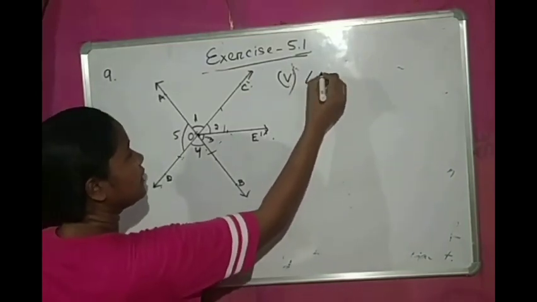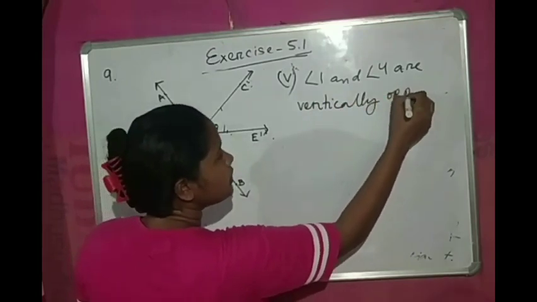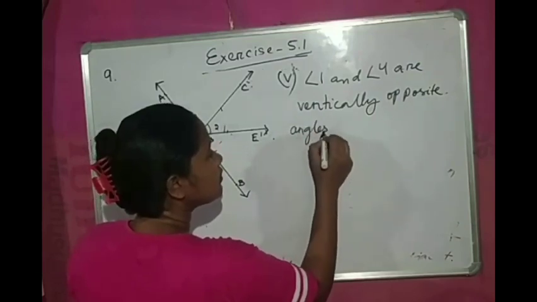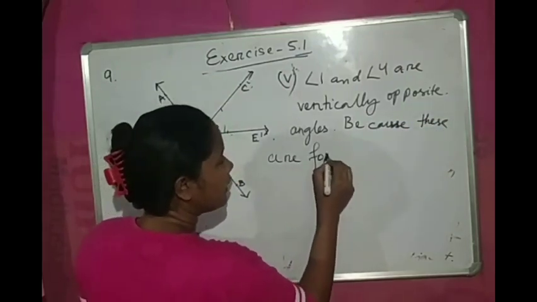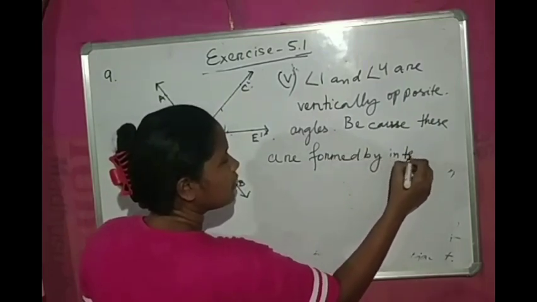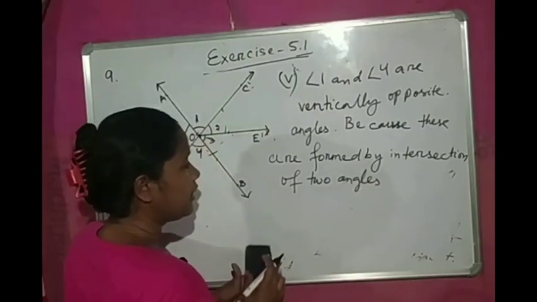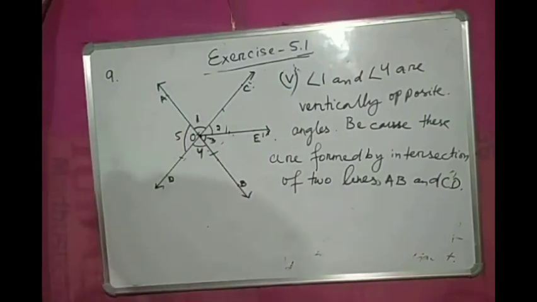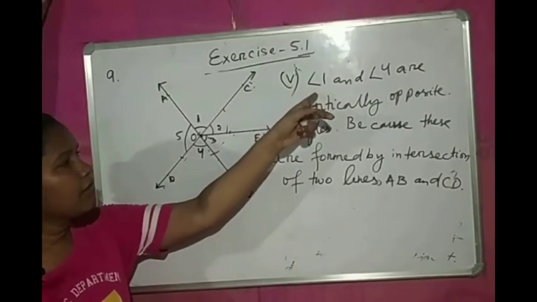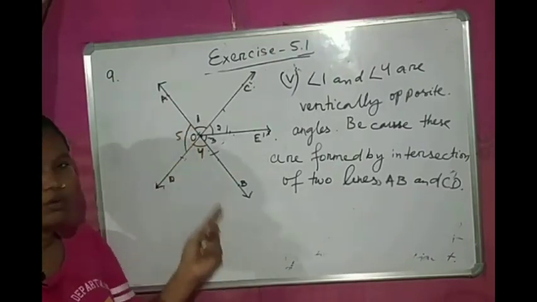So yes, angle 1 and angle 4 are vertically opposite angles because they are formed by the intersection of two lines, AB and CD. These angles are formed by the intersection of two lines.